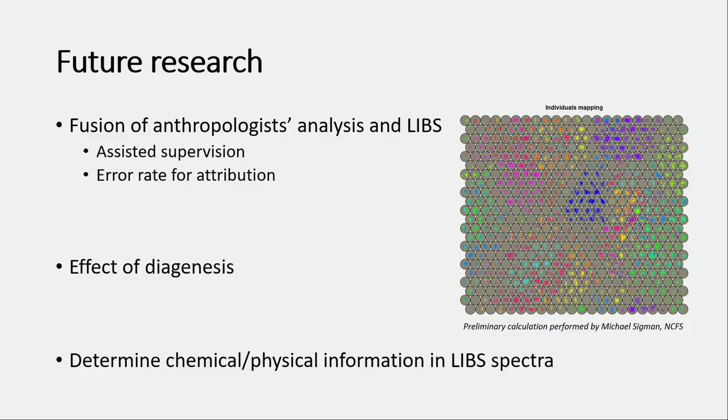So what is the error rate of bringing two bones together? Right now it's just, oh, they do or they don't. Can we have more of a likelihood ratio approach that we see everywhere else? Of course, the effect of diagenesis. We all understand the problem: depending on the conditions, that's what we're going to find in the chemical remains. And like I was saying, determine the chemical and physical information in LIBS.